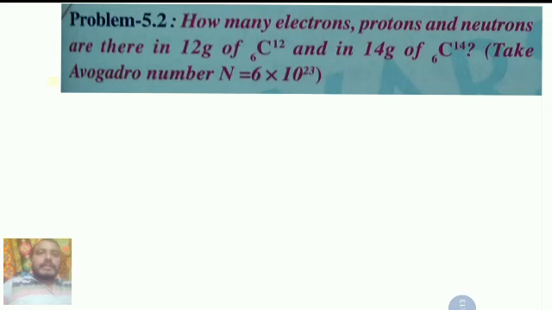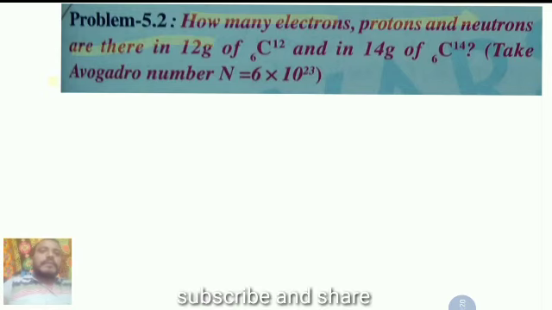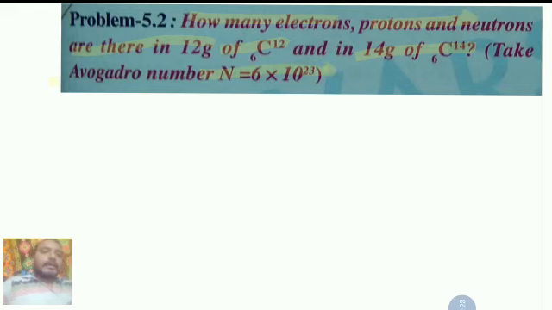Second problem, he is asking how many electrons, protons and neutrons are there in 12 grams of carbon and 14 grams of carbon, taking Avogadro number as 6 into 10 to the power of 23. He has given the Avogadro number, and is asking for the number of electrons, protons and neutrons.